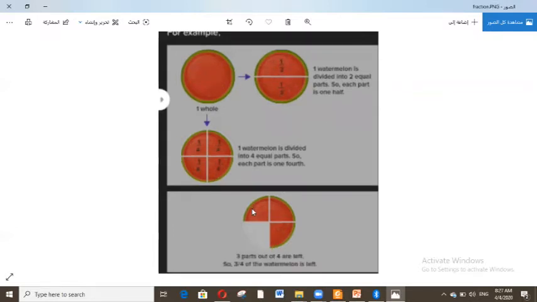Here, if we have 3 parts out of 4 left, as we see in this picture, so 3 over 4 of the watermelon is left. We can read it as 3/4.